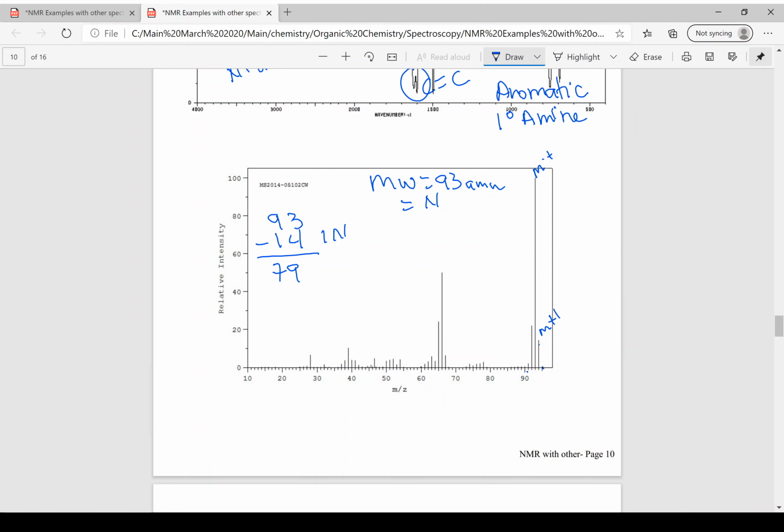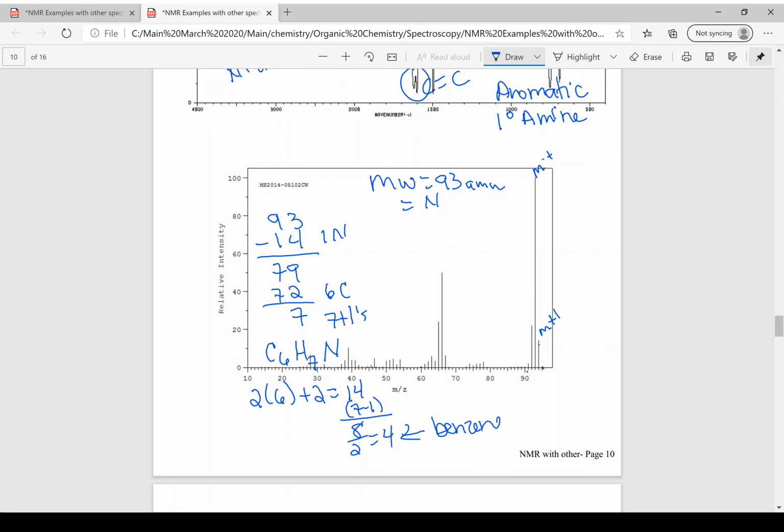Alright, and how many carbons can we get into 79? Let's try 6 carbons. And it's 7, and that would leave me 7 hydrogens. Alright, so let's try that. C6H7N. 2 times 6 plus 2 is 12, 13, 14. And remember, you subtract 1 for nitrogen, so it's 7 minus 1, so that's really 6. So 8 divided by 2 is 4. That is very indicative of a benzene. Oh, alright, well that matches.